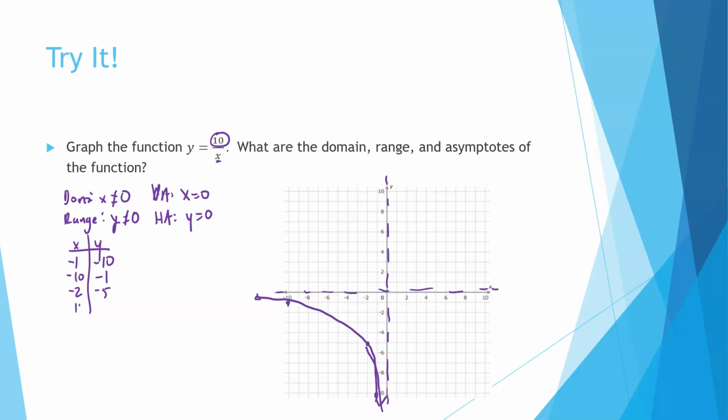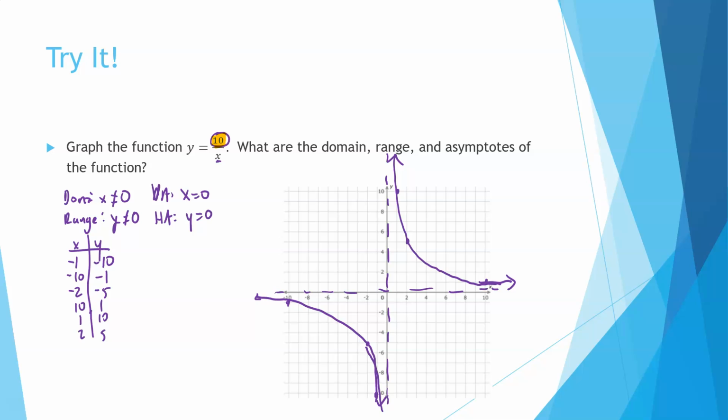Again, I could do the positives, 1, 10, 1 and 2. I get 1, 10, and 5. So 1, 10, 10, 1, and 2, 5. So again, you can always plug in some values. Here's the thing. If all that's changing is that number on top, it doesn't change the asymptotes at all.